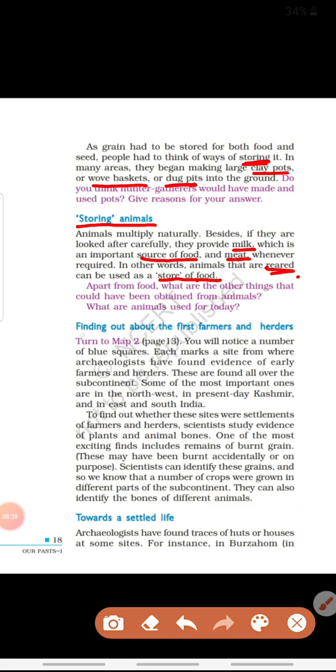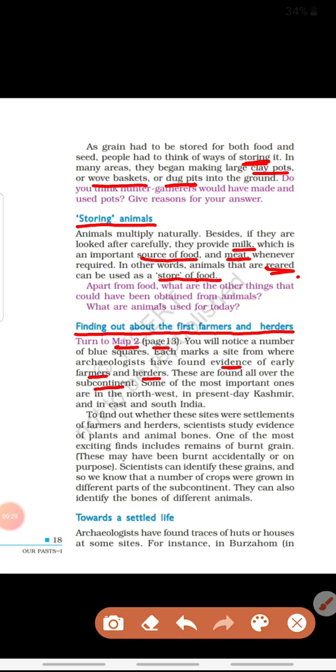So then the next topic is finding out about the first farmers and herders. In Map 2 on page number 13, you will notice a number of blue squares, each marking a site where archaeologists have found evidence of early farmers and herders. They have found some remains showing that there were farmers and herders in those places. These are found all over the subcontinent, that means all over India these evidences were found.